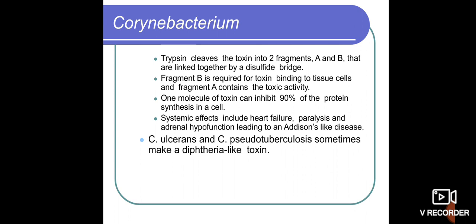In the case of this toxin, trypsin cleaves the toxin into two fragments, A and B, and both have a disulfide bridge. B binds to the tissue and A contains the toxicity. The molecules of the toxin can inhibit 90% of protein synthesis in the cell. Systemic effects include heart failure, paralysis, adrenal hypofunction, and Addison's disease. These are the most common clinical symptoms of this infection. Also, C. ulcerans and C. pseudotuberculosis sometimes make diphtheria-like toxins.